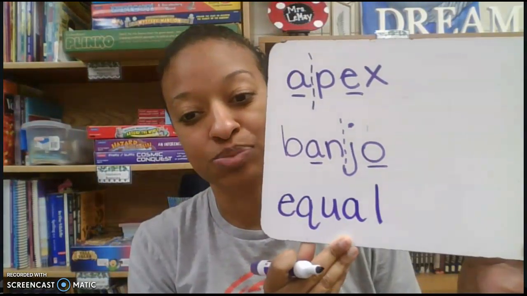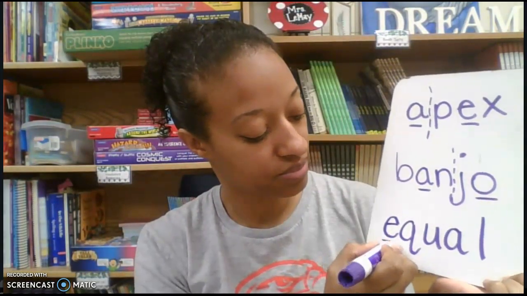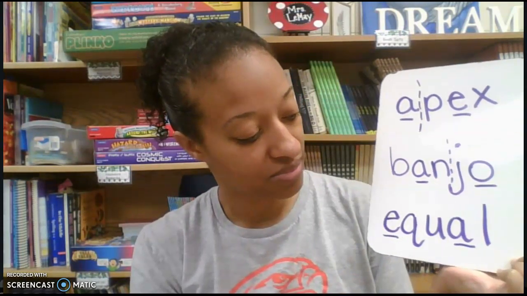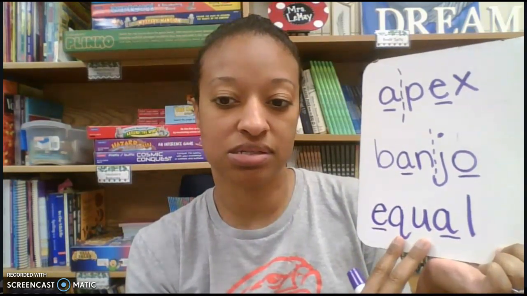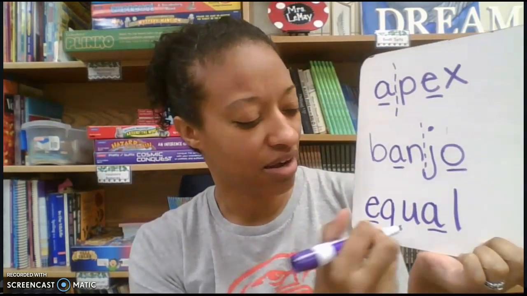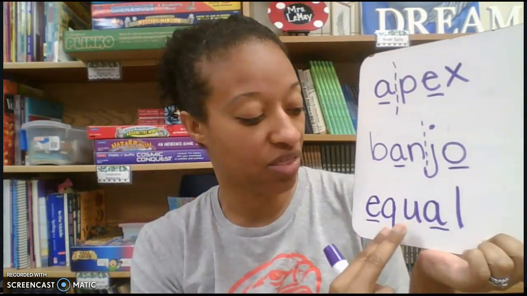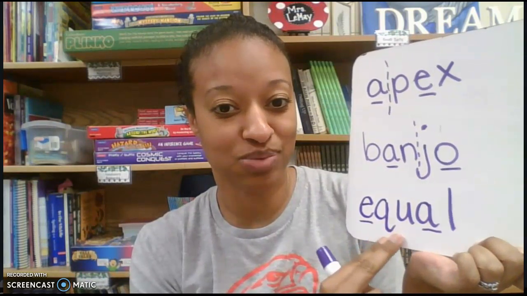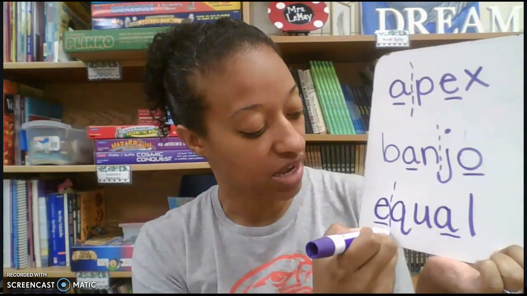E-Q-U-A-L. Make sure your word is spelled correctly. Let's mark our vowels and divide our word. Go for it. Now, this one is a little tricky as well. So we have two vowels. We have two consonants-ish in between, right? U is technically not a consonant. It is a vowel. However, when U is with a Q, they go together. They always go together. Q and U have to be together. So we cannot separate them. Okay? So we are going to divide right here.